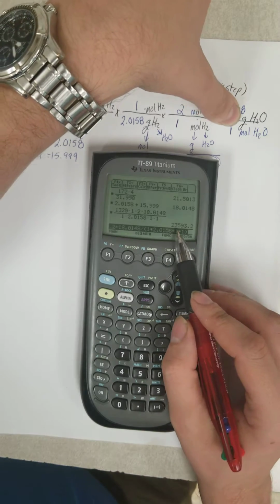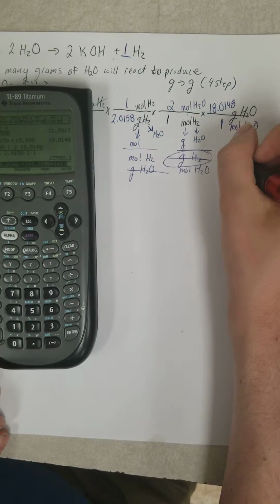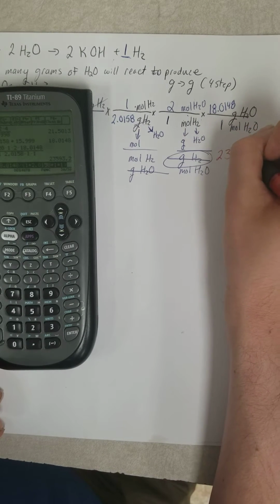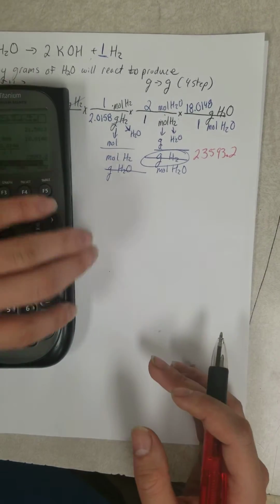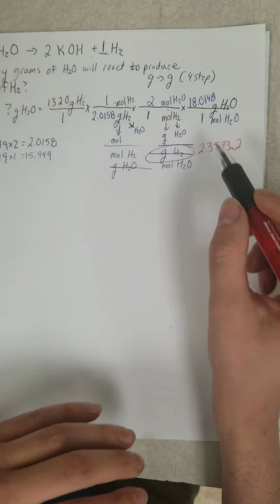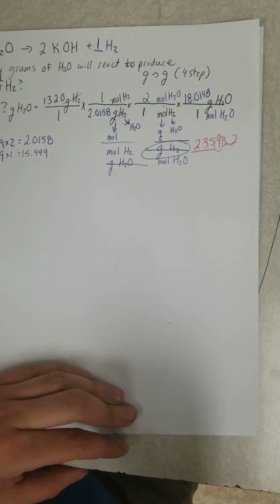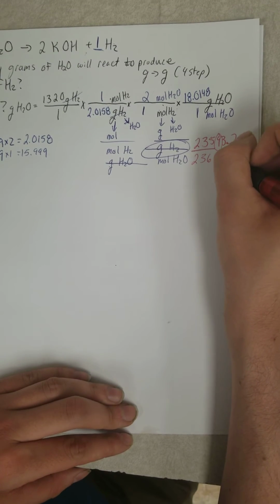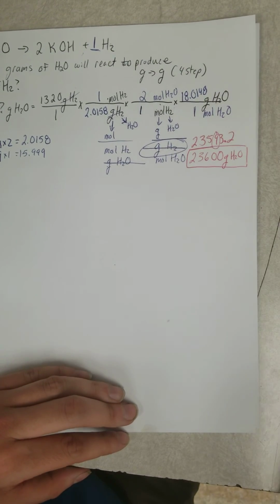So the number that we end up getting, I'm going to write this down below in a different color so it's easier to distinguish, 23,593.2. Now, this is not our answer. Our answer needs to be rounded to sig figs. If you look back at our problem, we have 3 significant figures, so our answer can only have 3 significant figures. We've got a 9 here, so we have to round it up. So our answer should be 23,600 grams of H2O. So there's our answer.